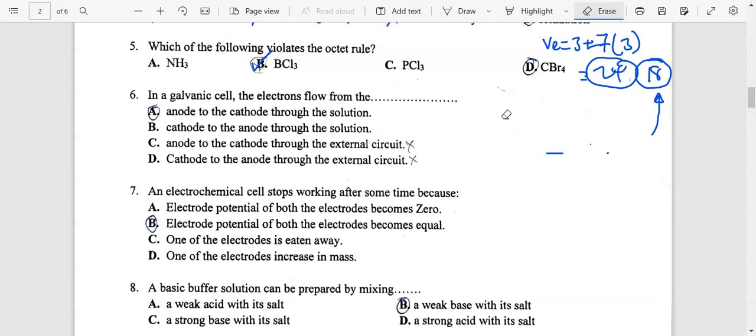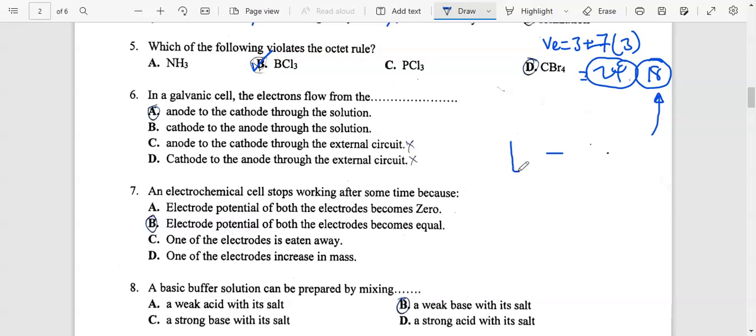That's the answer. In question number 6, in a galvanic cell, electrons flow from the dash to the dash. Okay, electrons flow from the, so from where to where? Where do electrons flow from? Now, when we get to look at this one, how are electrons going to be able to move?